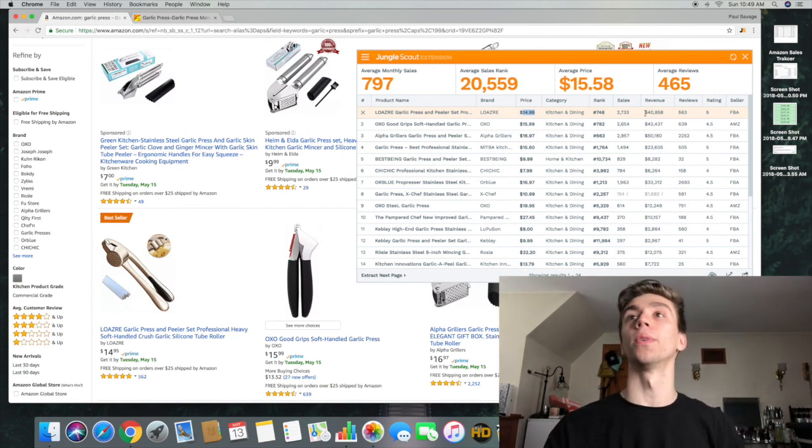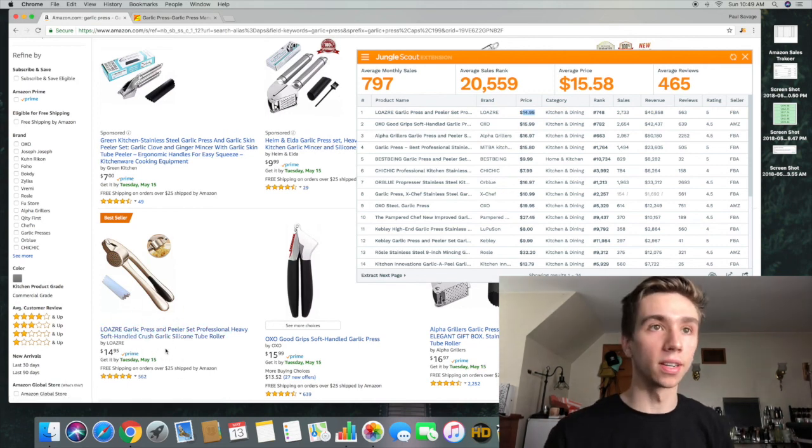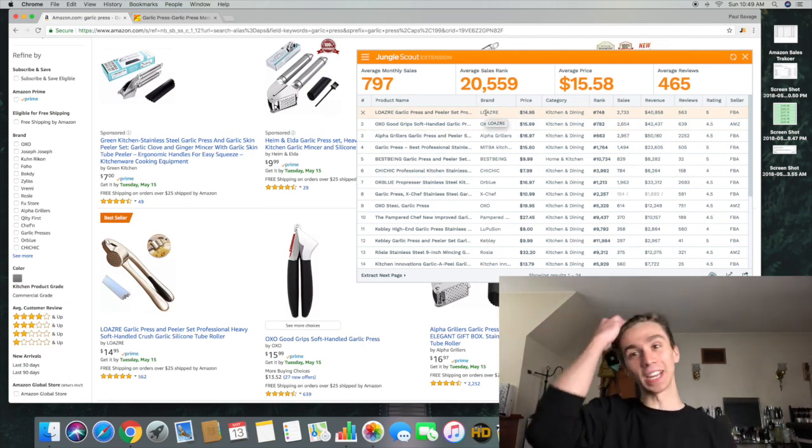$40,000 per month in revenue, for selling this little $14 bronze, yeah, garlic press here. So, yeah, he's not doing too bad, and I'm sure that's not his only product. So, you could see how powerful this is.